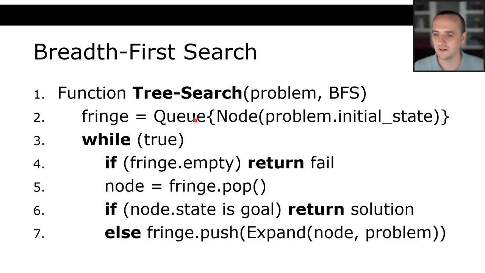Okay? So what does this say? It says that breadth-first search has a fringe, which is a queue. So it's first in, first out. The first thing we put into the fringe is going to be the next thing that we take out of the fringe. And then we do the exact same algorithm. If the fringe is empty, we haven't found a path, so we fail. Otherwise, we pop the next node off the fringe, which is going to give us the next node from the queue. If that node is the goal, return solution. Otherwise, expand and keep going.